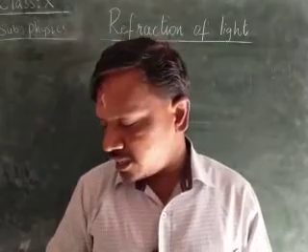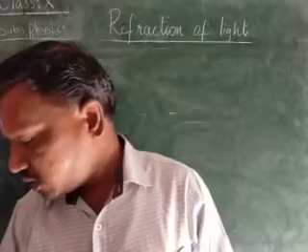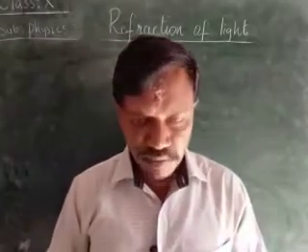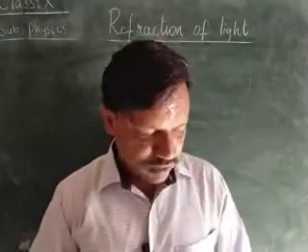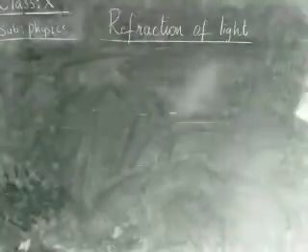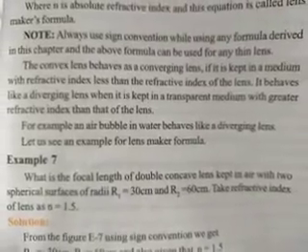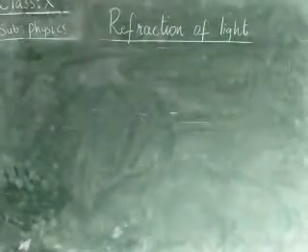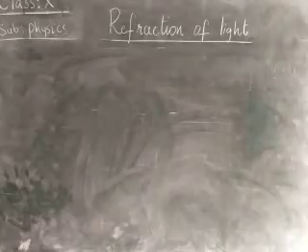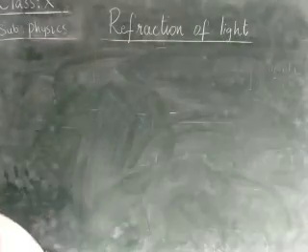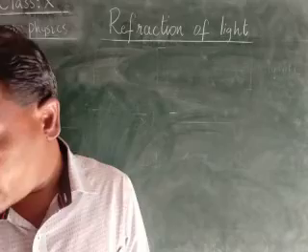Therefore, here an example problem is given, children. Here he is asking an example problem related to the lens maker's formula. That is, what is the focal length of a double concave lens kept in air with spherical surfaces of radii r1 equal to 30 centimeter, r2 equal to 60 centimeter, and the refractive index of the lens is 1.5. Okay, children, here he is asking to find the focal length of the double concave lens.